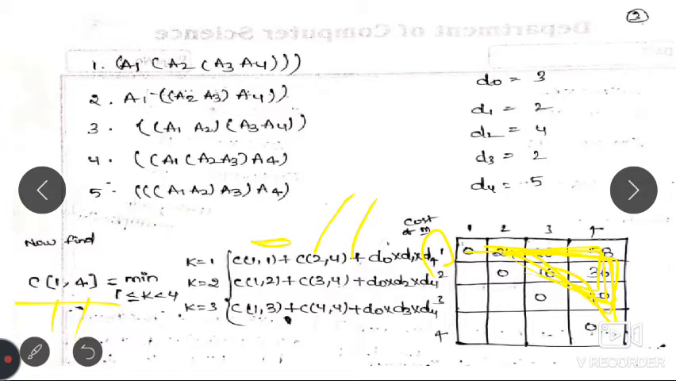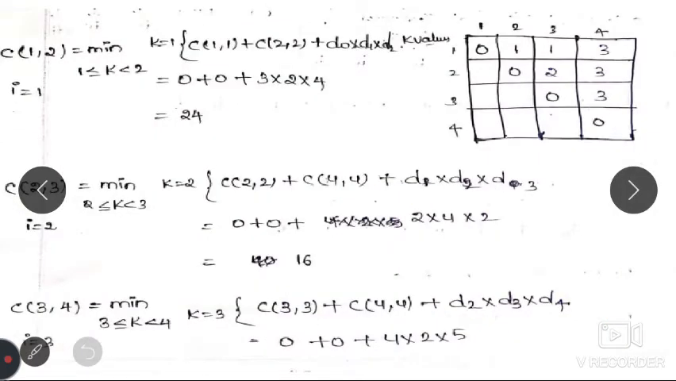So i minus 1, i value 1, so this is D0. Here k value 1, D1, j value D4. Here we don't know the values of cost of 2 comma 4, cost of 3 comma 4, cost of 1 comma 3, 1 comma 2. So first we find those values. First we find cost of 1 comma 2.